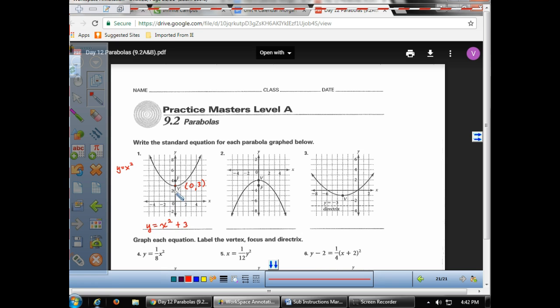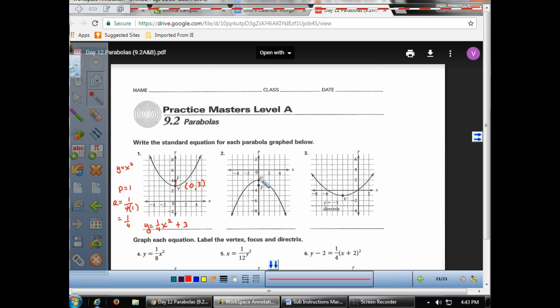Now, the only thing I haven't taken into account is the fact that my focus is located at 4. So what that means is this length here is a 1. So P is equal to 1. And there's a little thing that if you know P, you can just say A is equal to 1 over 4P. And if P is equal to 1, it's just going to simplify down to 1/4. So it's going to actually be y is equal to 1/4 x squared plus 3. So that's how we're going to do that one.